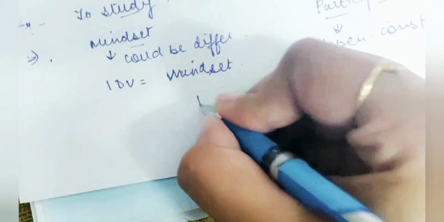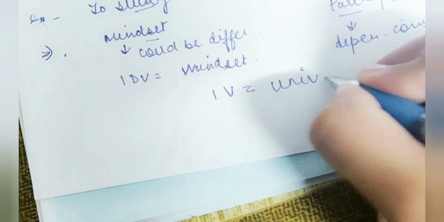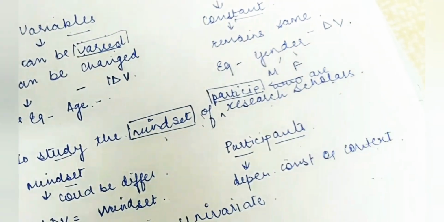Now here, in this situation, we do have only one variable. So when it is one variable, it is called univariate. So in this situation, this is a univariate analysis.